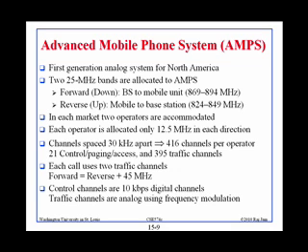Each operator is allowed only 12.5 megahertz in each direction, and the channels are spaced 30 kilohertz apart. So each user gets 30 kilohertz, and therefore you can have 416 channels per operator. Out of them, 21 are used for control, paging and access, and 395 for traffic. So 395 people can talk at the same time.